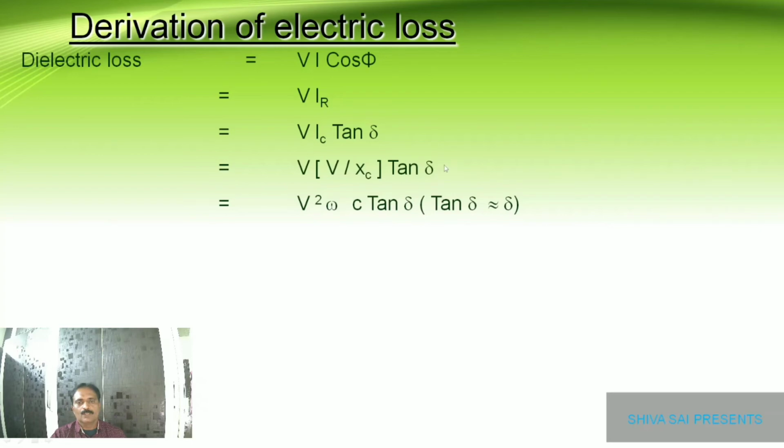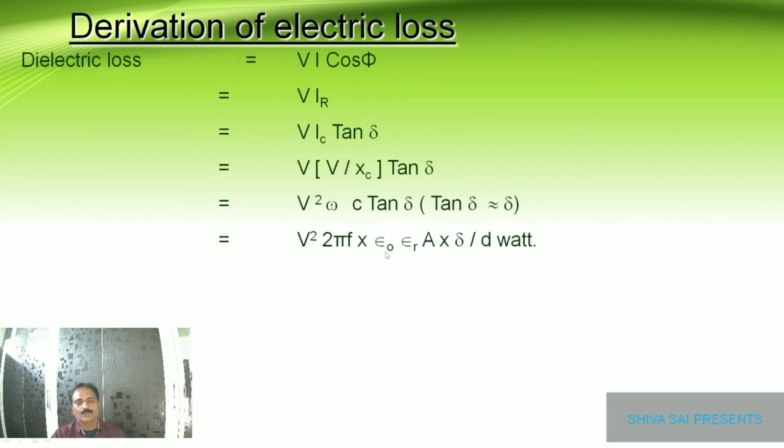Of course, for smaller values of delta, the value of tan delta is equal to delta. So finally the formula for dielectric loss becomes V square omega C delta. Omega we know is 2 pi f, and the value of capacitance of the capacitor is going to be epsilon naught into epsilon r into A by D.